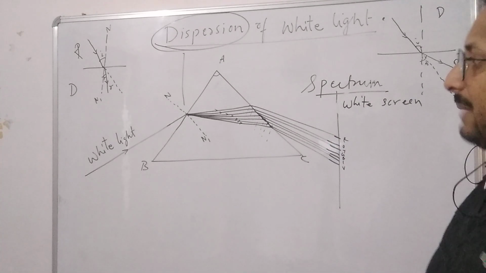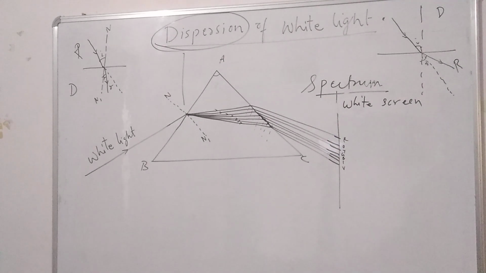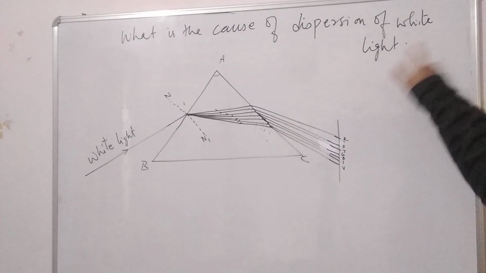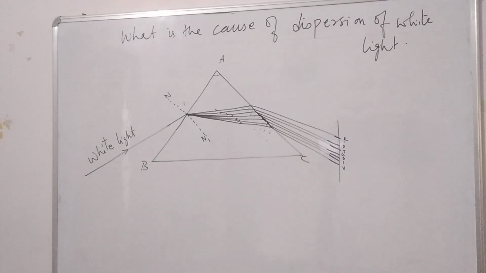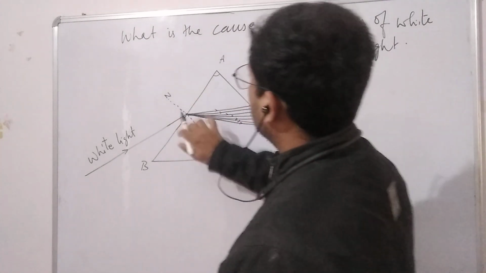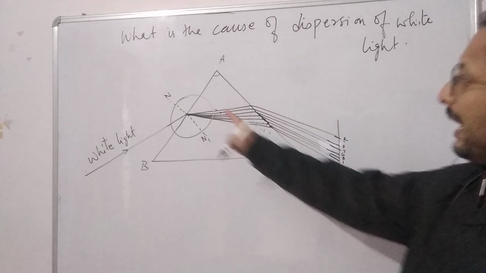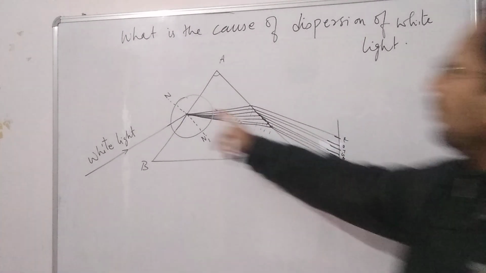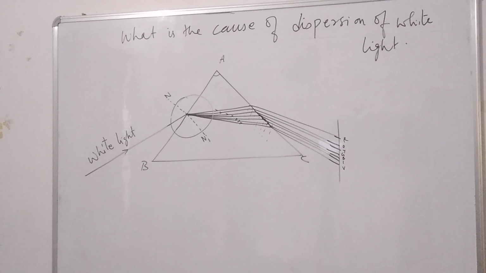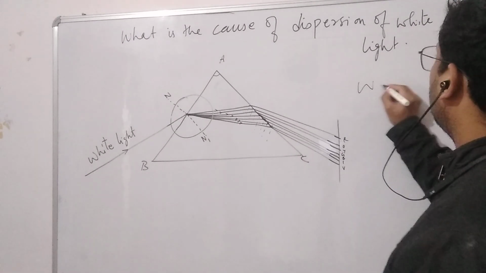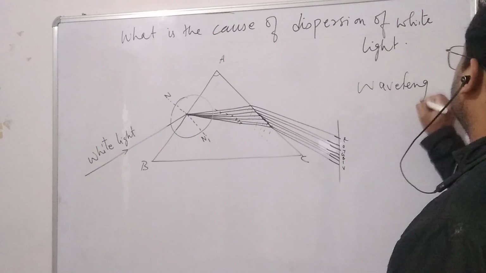Now what is the cause behind this splitting of white light, that we will study now. Here we will understand what is the cause of dispersion of white light. This dispersion is because, when white light passes from one medium to another, the wavelength of each of these colors has different values. Now you have to understand what is wavelength.